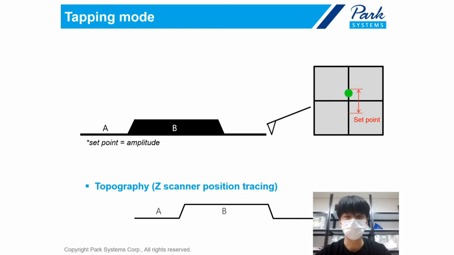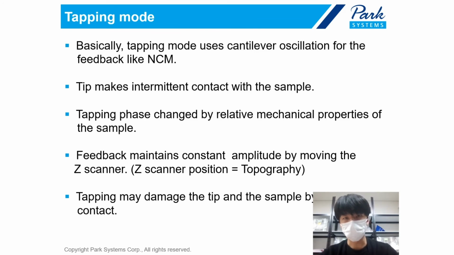And if the materials are different in areas A and B, tapping mode can get the relative mechanical properties between these two regions by its phase image. So basically, tapping mode uses cantilever oscillation, just like non-contact mode, but the tip makes intermittent contact with the sample. Because of this, both tip and sample can be damaged. And we can also get the relative mechanical properties of the sample by using the phase image of tapping mode.